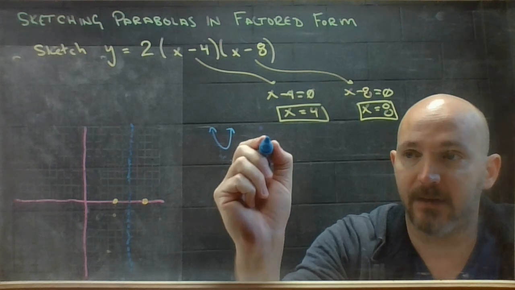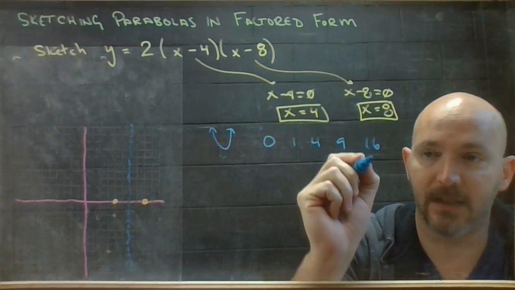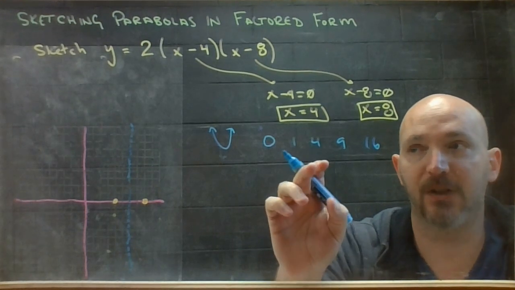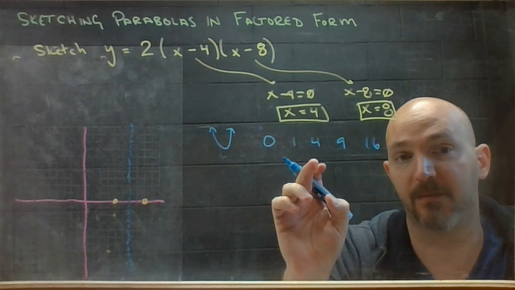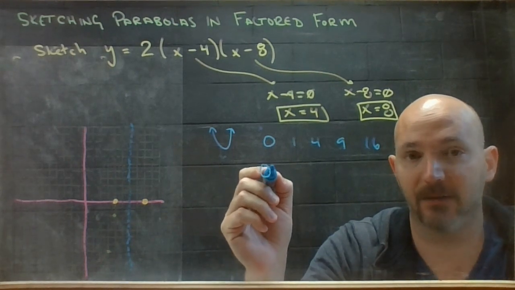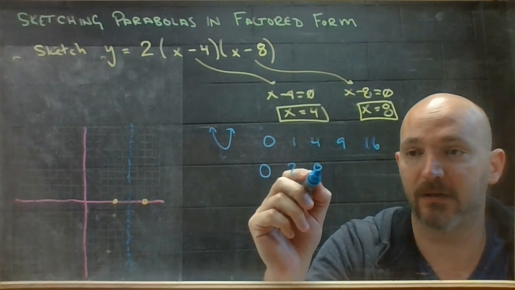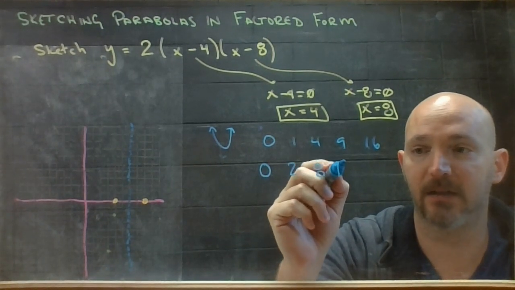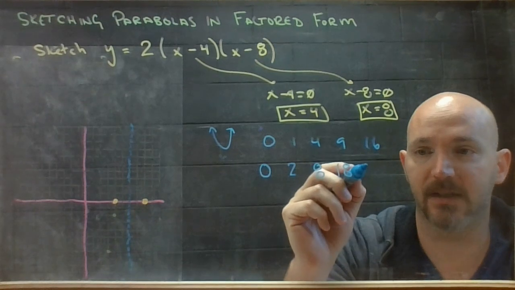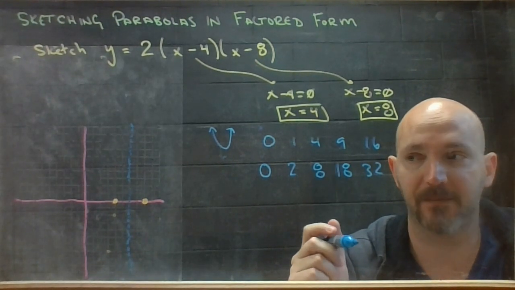Second, instead of using 0, 1, 4, 9, 16, etc., I have to use this pattern doubled. So instead of 0, it's 0. Instead of 1, it's 2. Instead of 4, it's 8. Instead of 9, it's 18. Instead of 16, it's 32. That will probably be off my grid, so I don't need any more of them.